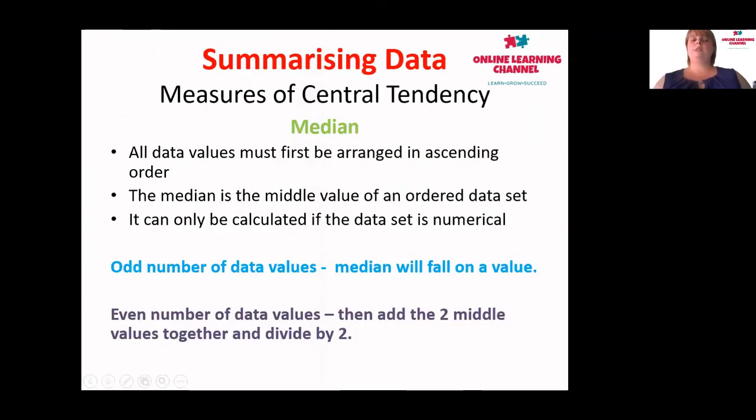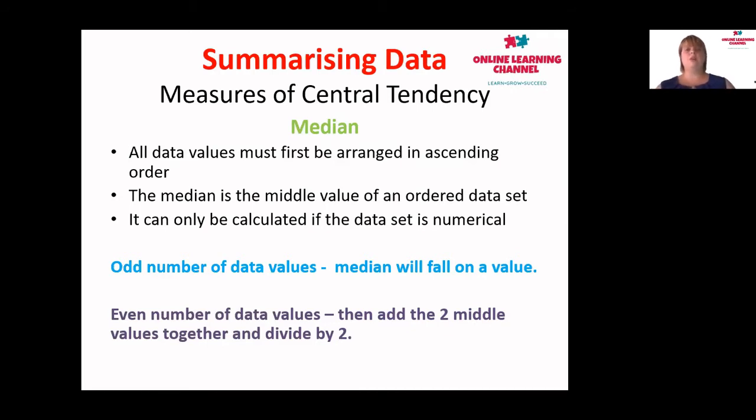The next measure of central tendency is the median. So all data values must first be arranged in ascending order. The median is the middle value of the ordered data set. It can only be calculated if the data set is numerical. Do you see again? Only numerical data sets. Odd numbers of data values, the median will fall on a value. Even numbers of the data values, then add the two middle values together and divide it by 2.